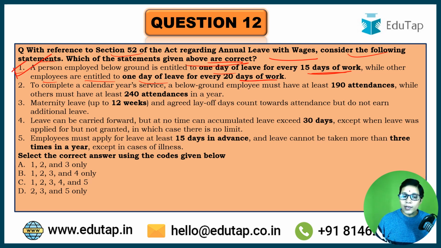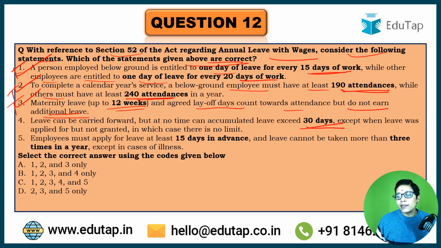Annual leave can be taken in addition to the weekly leave. To complete a calendar year's service, a below ground employee must have at least 190 attendances, while others must have at least 240 attendances in a year. If they have that, they will be eligible for 1 day of leave every 15 days of work. So yes, this is also true. Maternity leave up to 12 weeks and agreed layoffs count towards attendance but do not earn additional leave, obviously. So this is also true. Leave can be carried forward but at no time can the accumulated leave exceed 30 days, except when leave was applied for but not granted, in which case there is no limit. So this is also very much true.